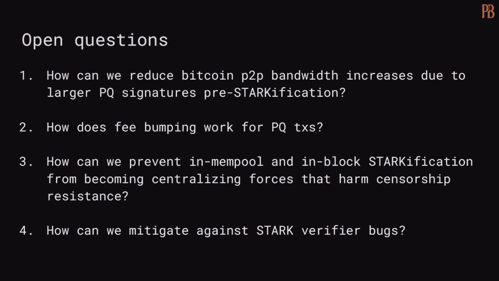And then an important question to answer, especially for folks who've been paying attention to what's happening in the ZK and validity proof space: how can we mitigate against Stark verifier bugs? This would be a verifier that's built into Bitcoin Core or another Bitcoin full node implementation. And if there's a bug in that verifier, then the node could be tricked into accepting a block that actually contains invalid transactions, which would be bad.